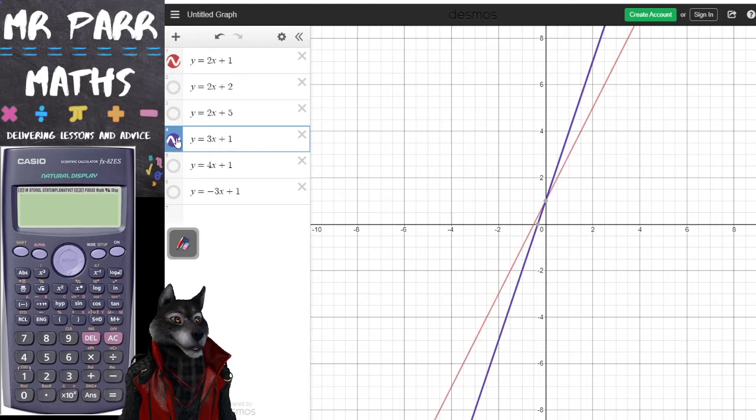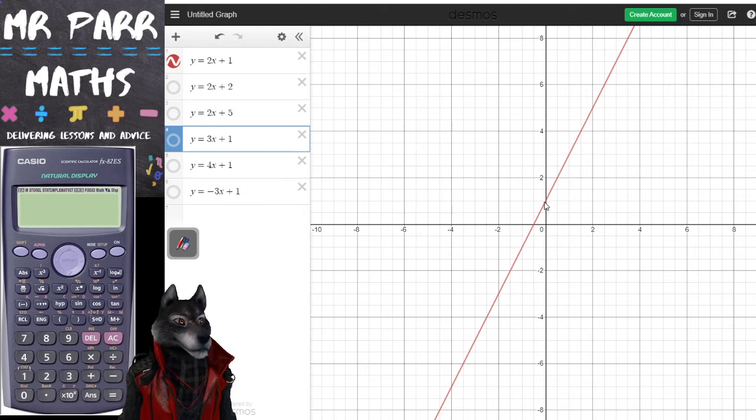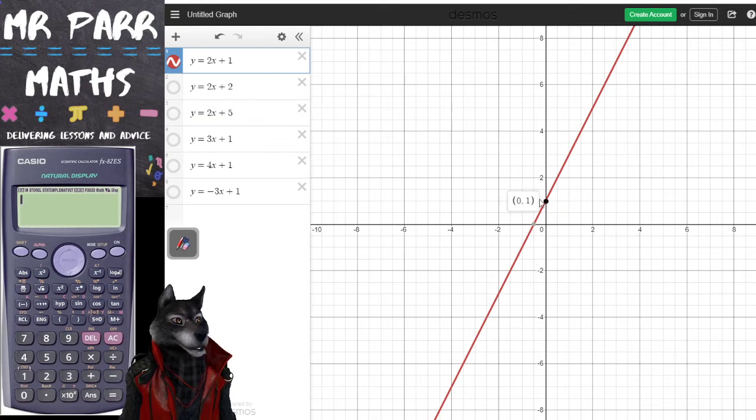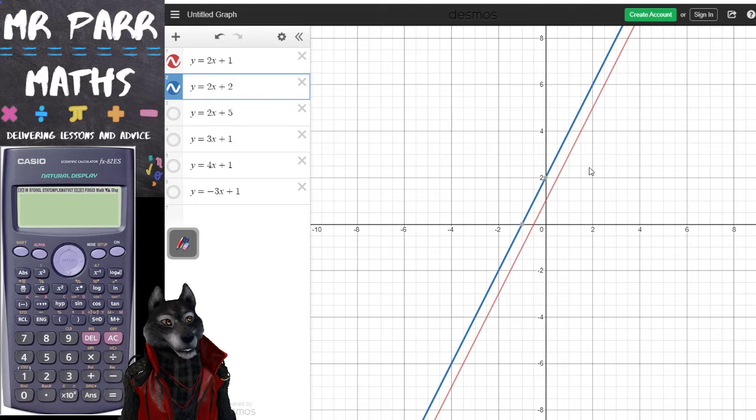Now I'm going to start with the graph y equals 2x plus 1. I can tell by looking at this that I know this has a gradient of 2 and a y-intercept of 1. Let me prove that to you. If you come over here and I click here, where it crosses the y-axis, do you see how the y value is 1? Just like it is here. Now I'm going to go to y equals 2x plus 2. The gradient's the same, but I've changed this c value at the end. And if I turn that on, you'll notice that the steepness of the graph has not changed.